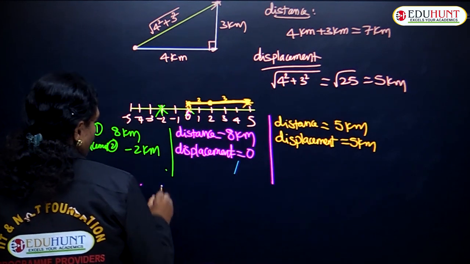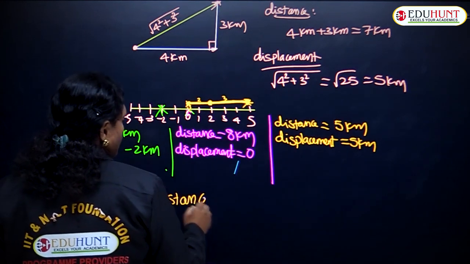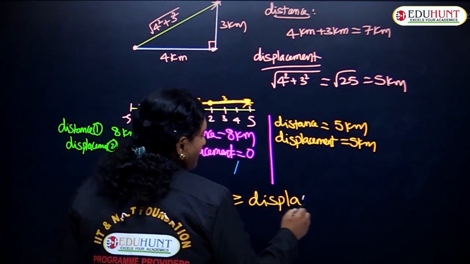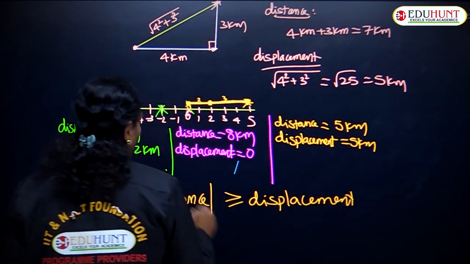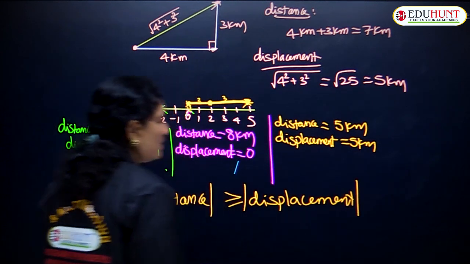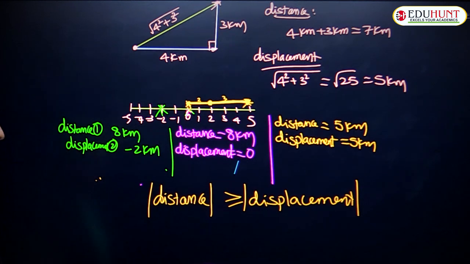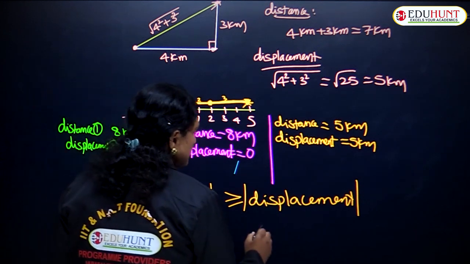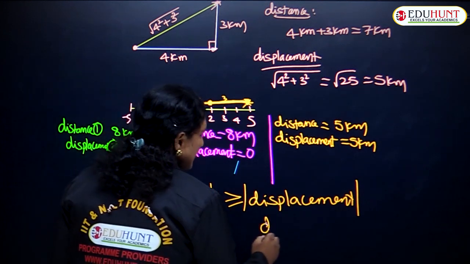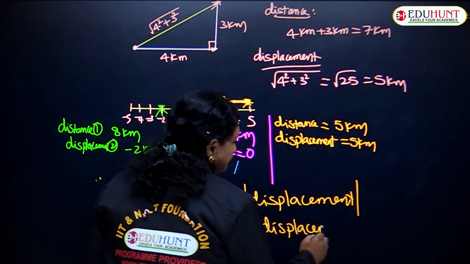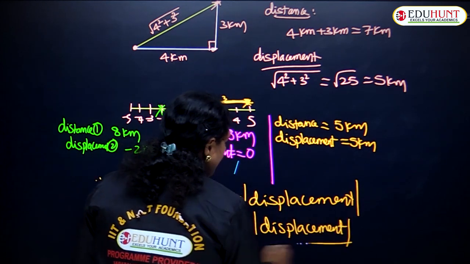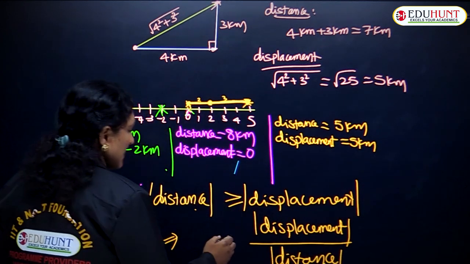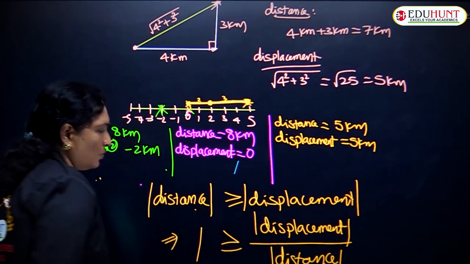So what is that, children? The distance is either greater than or equal to the displacement. A better way of saying it is: magnitude of distance is greater than or equal to magnitude of displacement. Or distance by displacement is always greater than or equal to 1. Bring this distance here, then this implies displacement upon distance can be greater than or equal to 1.